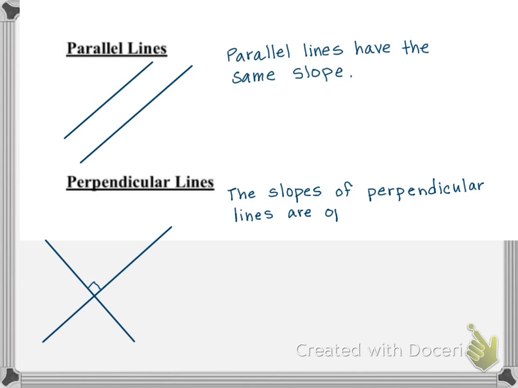Are opposite. Meaning they have opposite signs. But then one other thing happens as well. If we think about slope as the vertical change divided by the horizontal change, if I have the horizontal change here, what happens to that when I turn it 90 degrees? So you've got a horizontal line, and you turn it 90 degrees, and it becomes a vertical line, right?